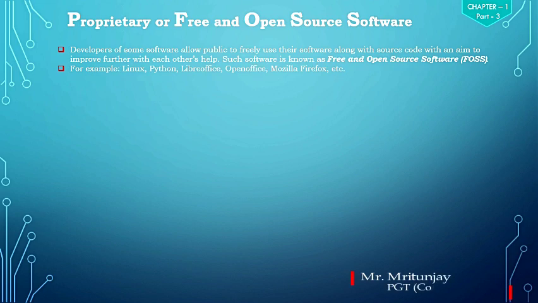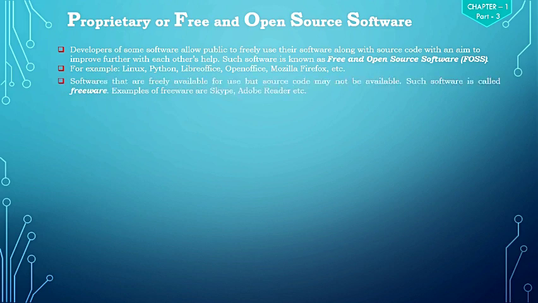Now there is free software, not open source, only free software. What is free software? Software that is freely available for use, but the source code may not be available. Such software is called free software or freeware. Examples of freeware are Skype, Adobe Reader, etc.